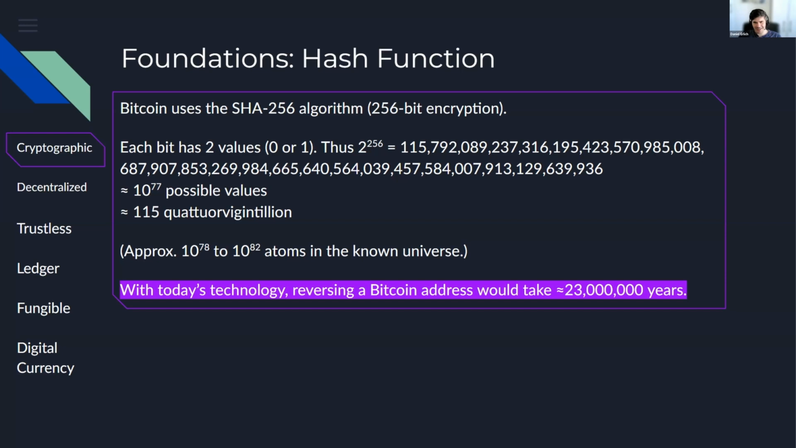Of course, I'm just kidding. I could not ever. But it's very interesting. If you look at this, you'll learn a lot about large numbers. It's just insane the amount of possibilities there are. And to give you some context, there are 10 to the 80 atoms in the known universe. So that means that with today's technology, reversing a Bitcoin address would take something like 23 million years. So it's very safe. It's much safer than anything else that exists on the planet today.